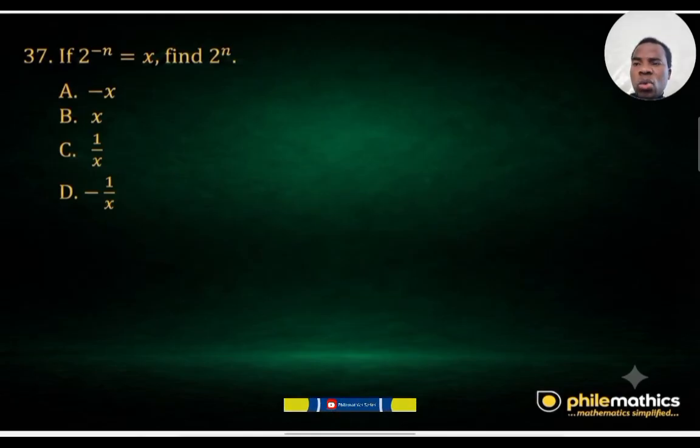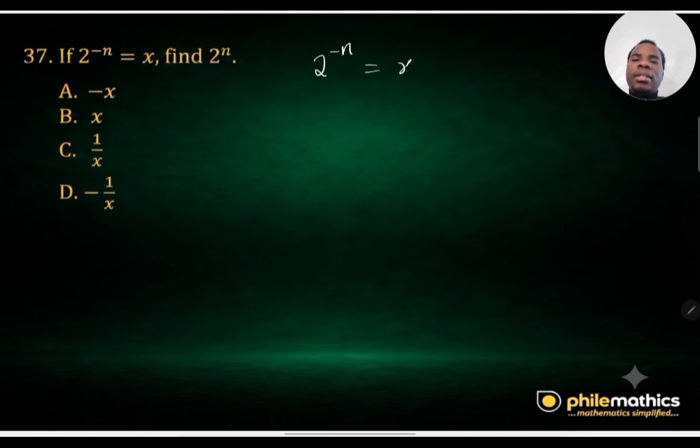This is a question that tests your knowledge of the laws of indices. It says if 2 to the power minus n is x, find 2 to the power n. 2 to the power minus n is x. From laws of indices, we know that x to the power minus m is the same as 1 over x to the power m. So that means 2 to the power minus n will now be 1 over 2 to the power n, which is x.